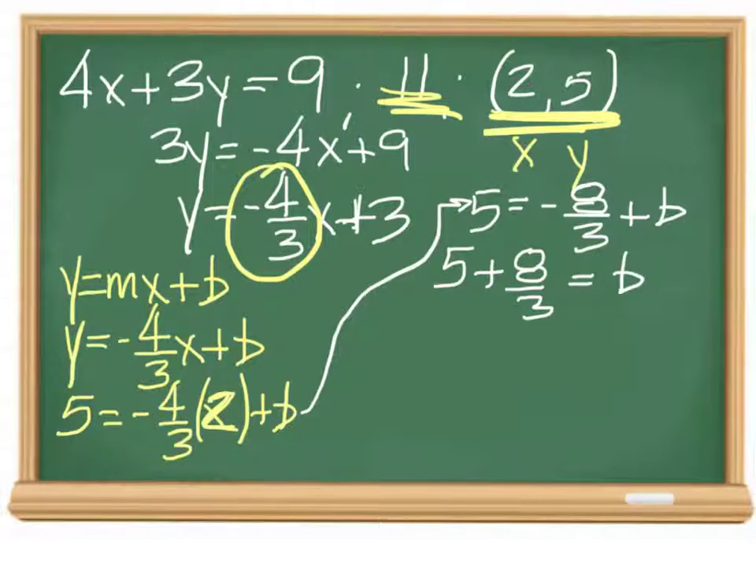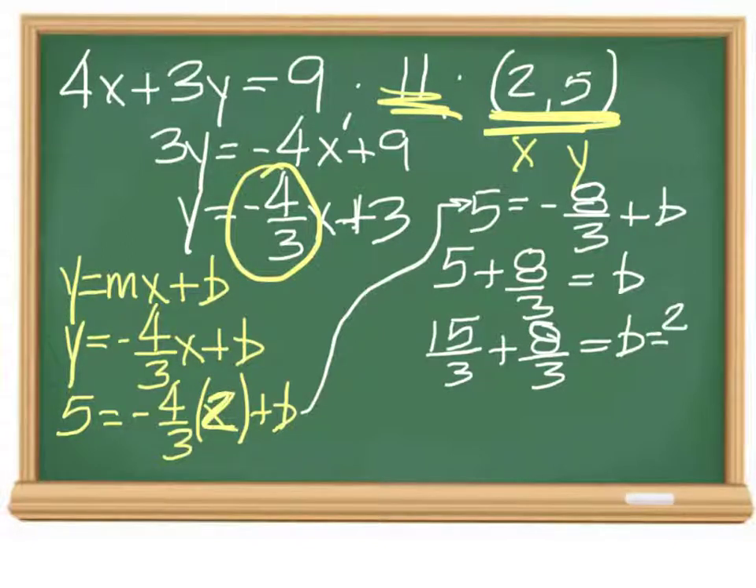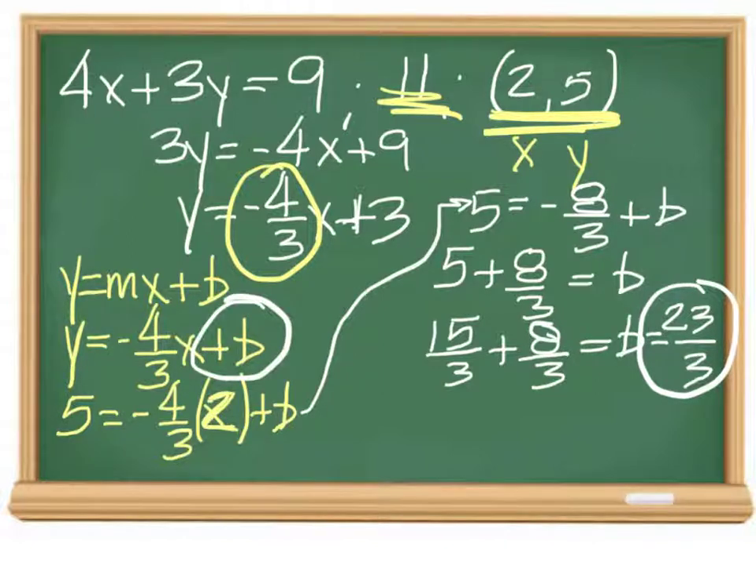You need a common denominator of 3, which means it'll be 15/3 plus 8/3. And that turns out to be 23/3. You're going to plug this back into this to get your final answer, which is going to be y equals negative 4/3 x plus 23/3.